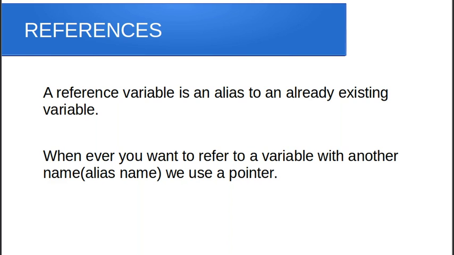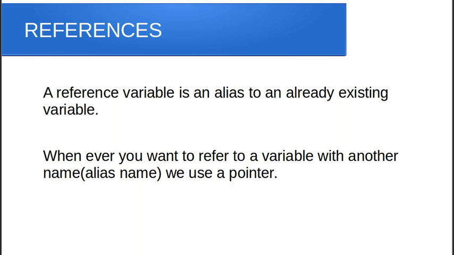So today's tutorial, we're going to continue with our C++ series. We're going to be talking about references in C++. A reference variable is just an alias to an already existing variable, or just another name that you can use to refer to an already existing variable.